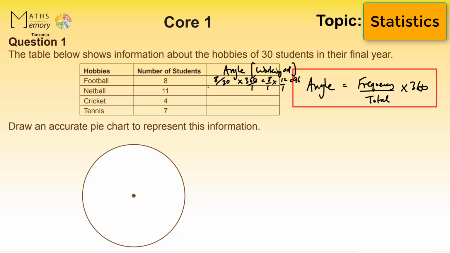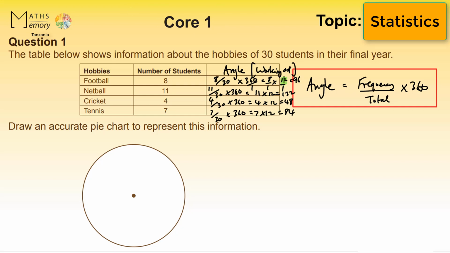Same concept with this one. So netball is the frequency, 11 over the total, 30, times 360. Now you may have gathered that this will always be 12 when you cancel 30 and 360. So it's the same thing as saying 11 times 12, which is 132. Next one, it'll be 4 over 30 times 360. So this will be 4 times 12, 48. And the last one, 7 over 30 times 360. So this will be 7 times 12, 84.